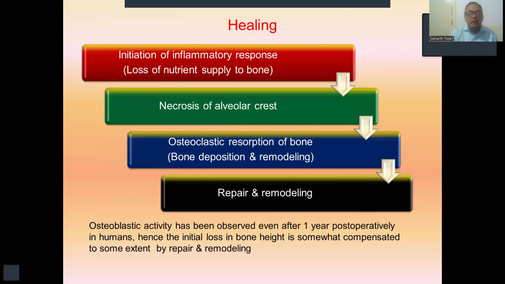Healing after resective osseous surgery. As soon as resective osseous surgery is completed and flaps are placed, there is initiation of an inflammatory response, which is due to loss of nutrient supply to bone, necrosis of the alveolar crest, osteoclastic resorption of bone, repair and remodeling. Osteoblastic activity has been observed even 1 year post-operatively in humans, as the initial loss in bone height is somewhat compensated to some extent by repair and remodeling.